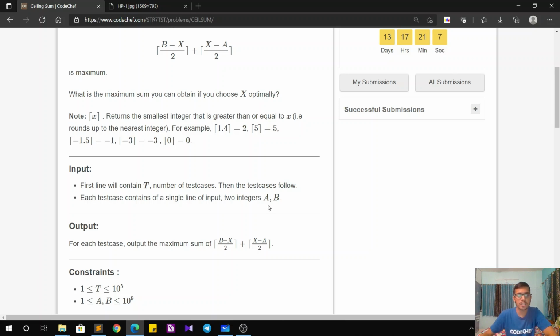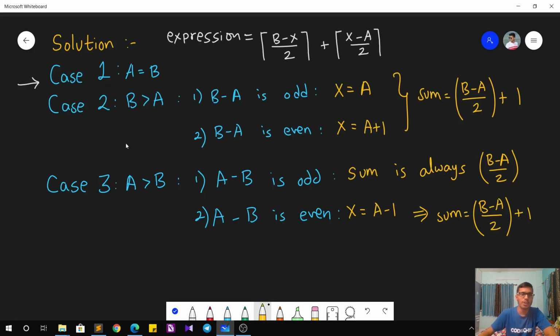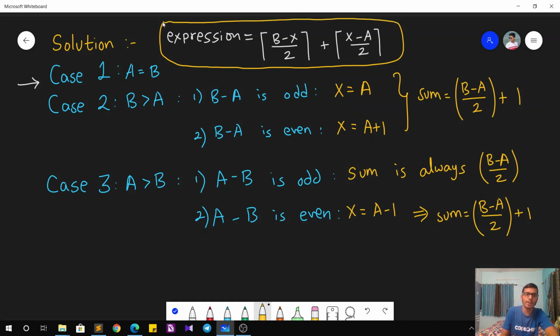It is pretty much based on math. First of all, as you can see over here, I have written the expression for your visualization. You may need to use pen and paper to calculate the value of the expression for different values of x. I have divided the given question into three different cases.